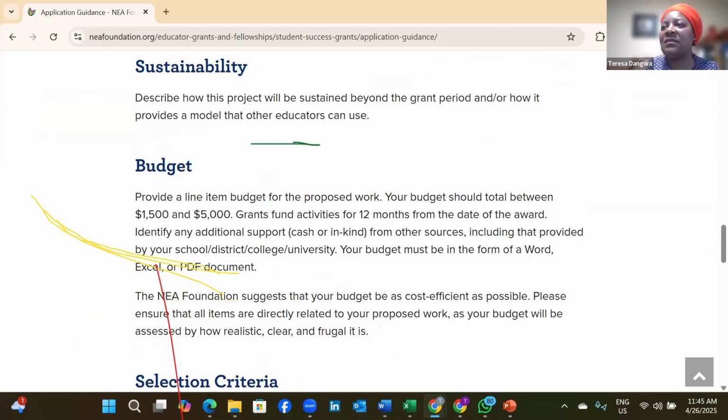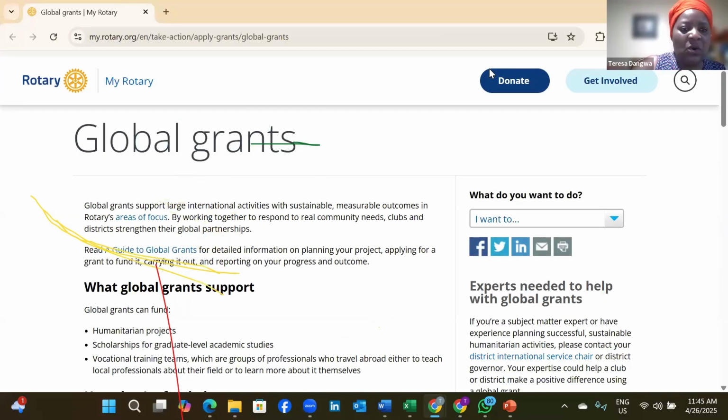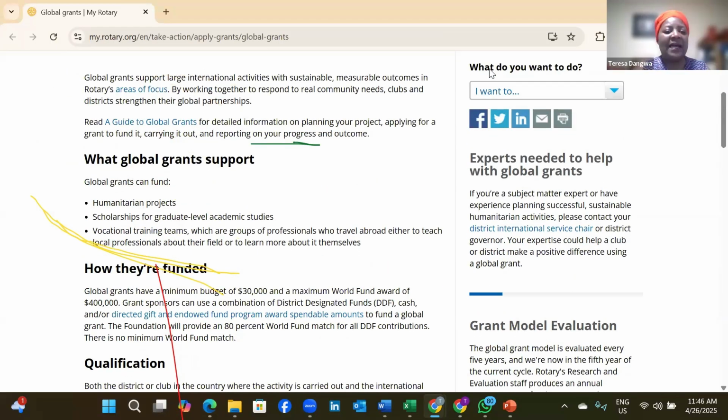Now let's look at another one. This one is from the Rotary. So Rotary has what they call global grants. So they tell us what it is. Global grants can fund humanitarian projects, scholarships for graduate level academic studies, and vocational training teams, which are groups of professionals who travel abroad either to teach local professionals about their field or to learn more about it themselves. So for you, you would go under humanitarian projects.